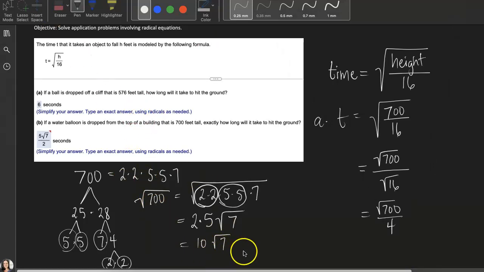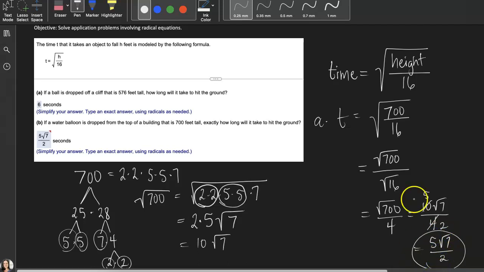So now, remember, this was all side work, scratch work, in order to simplify what we had in our numerator over here. So I can rewrite that numerator as 10 square root 7 over 4. And the 10 and the 4 both have a common factor of 2. So when I divide both of these by 2, I'm left with 5 and 2. So in the end, we have 5 square root of 7 over 2 as our final exact answer using radicals.